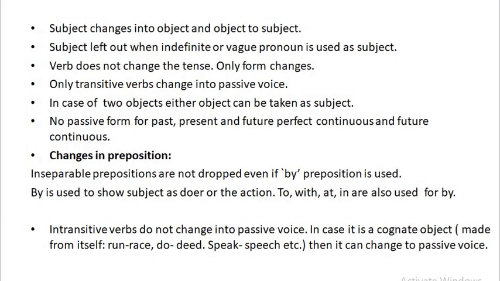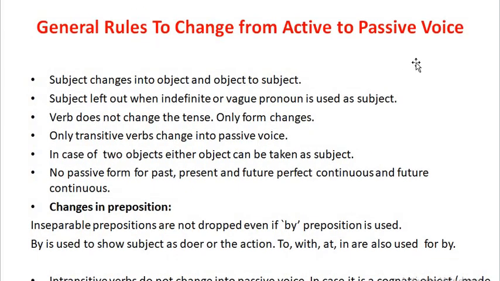Now there are certain rules when and how we can make the change into passive voice. Rules to change from active to passive voice. So here number one, subject changes into object and object changes into subject. All right. So what is denoted by the subject in active voice will be the object in the passive voice. Remember this thing. Then next one is subject is left out when an indefinite or vague pronoun is used as subject. So I can simply drop that subject if that is an indefinite or vague pronoun.